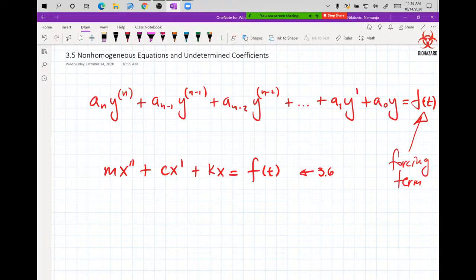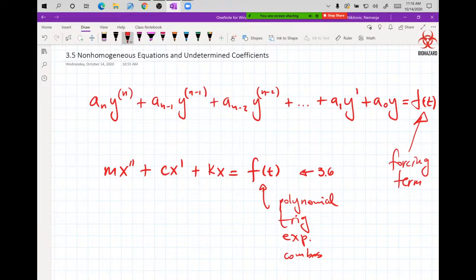Now, this f of t could be a polynomial, could be trig, could be an exponential function, or combinations, combos, there we go. And we are going to have the list of setups that you memorize and use to solve the problem.